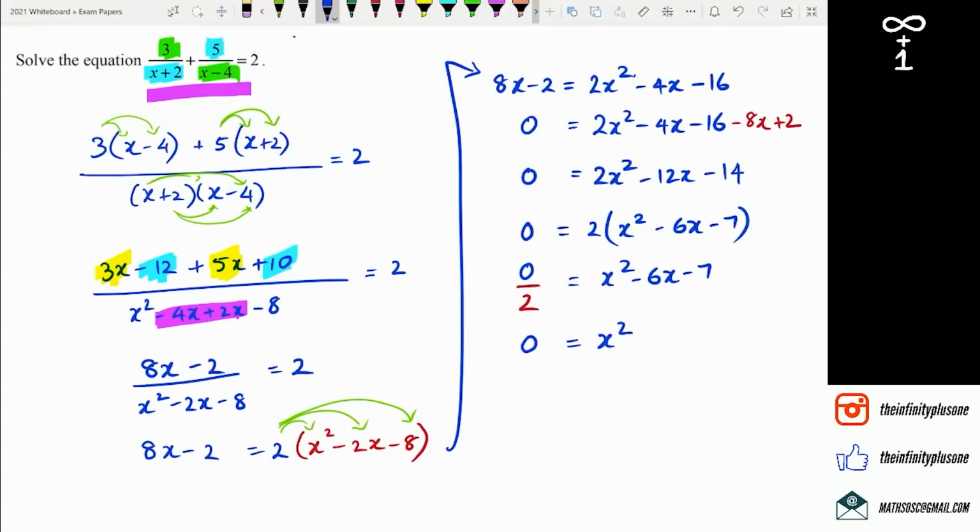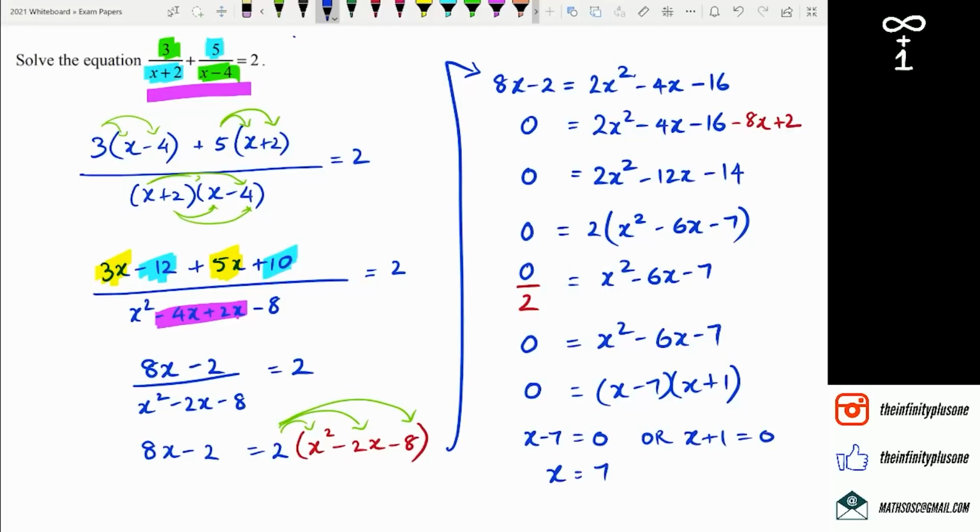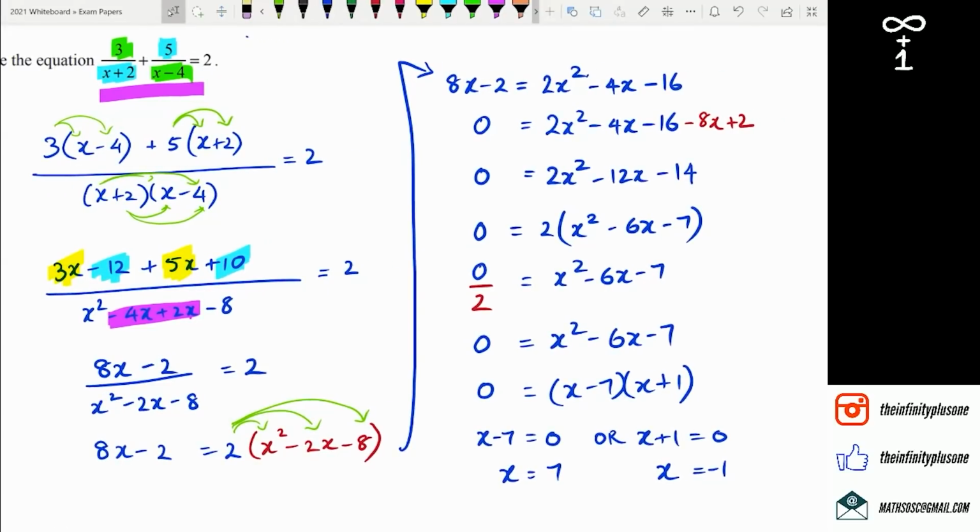And I've got a really nice, neat quadratic equation, which can be factorized as x minus 7 and x plus 1. And if this is the case, we've got x minus 7 is equal to 0, or x plus 1 equals 0. So the first answer is x equals 7. And the second answer is x equals minus 1. So grades-wise, for this particular question, you need both of these answers to get an Excellence grade.